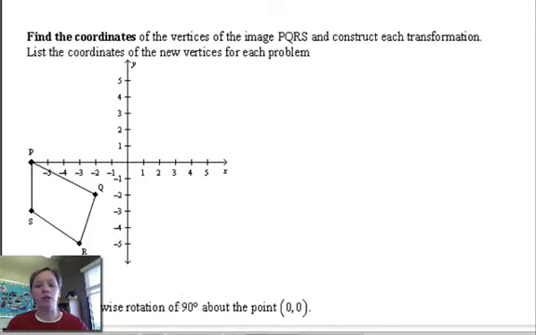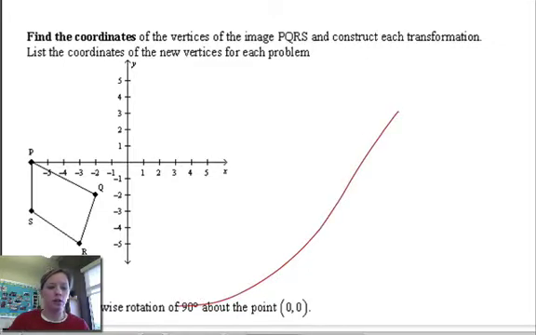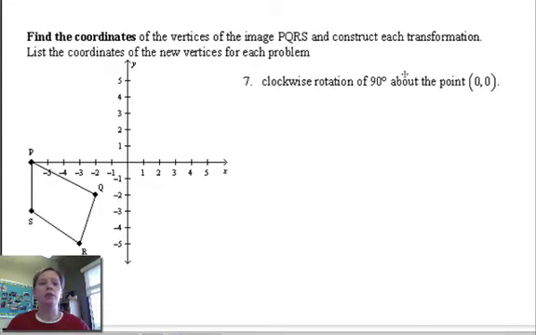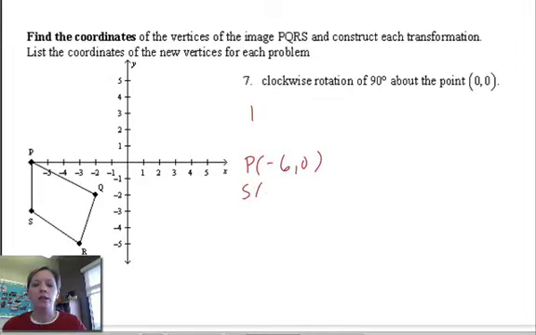This time we're going to do a clockwise rotation. Let me undo that. Get my arrow here. We want to do a clockwise rotation of 90 degrees about the point 0, 0. So let's get our coordinates again. P was at negative 6, 0. S was at negative 6, negative 3. R was at negative 3, negative 5. And Q was at negative 2, negative 2.